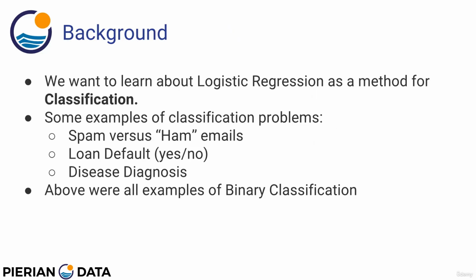Moving along, we want to learn about logistic regression as a method for classification. In machine learning and statistics, classification is the problem of identifying to which of a set of categories a new observation belongs, based off of training data. Some examples of classification problems include trying to detect spam versus ham emails, trying to detect whether someone's going to default on their loan or not, or even trying to diagnose a disease. For example, trying to tell if someone has cancer or not. These above examples are all examples of a binary classification, meaning we have two classes.